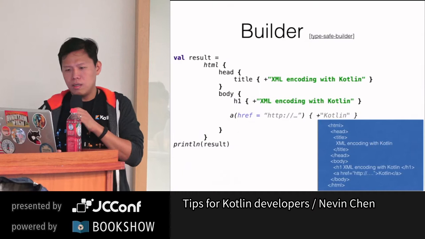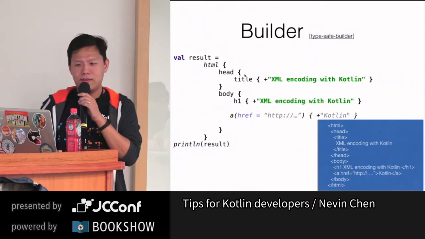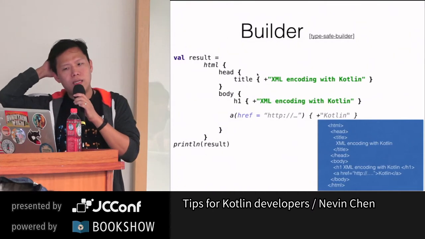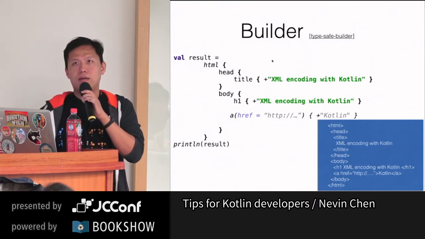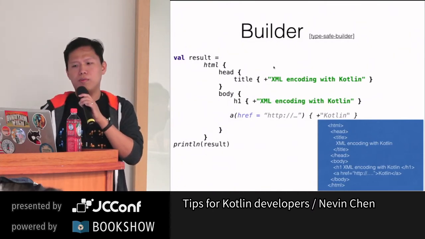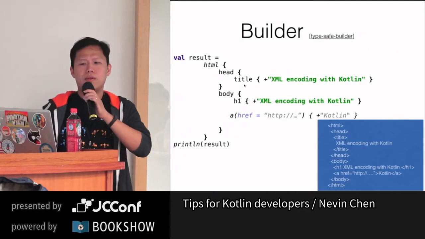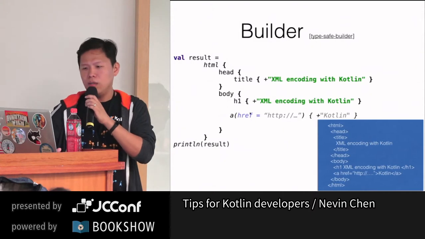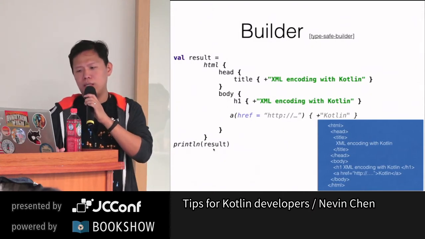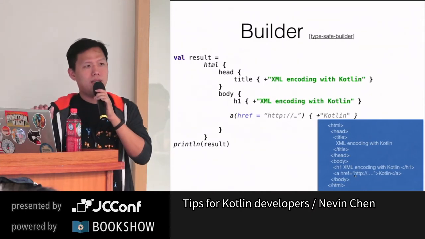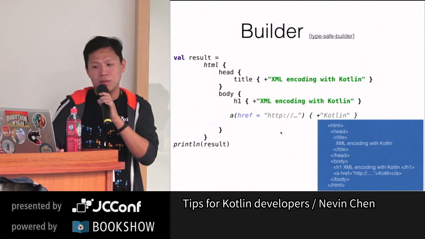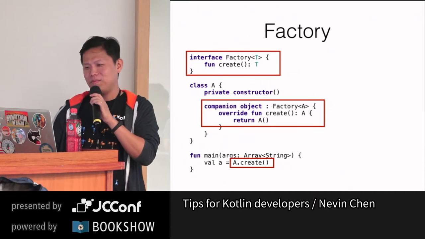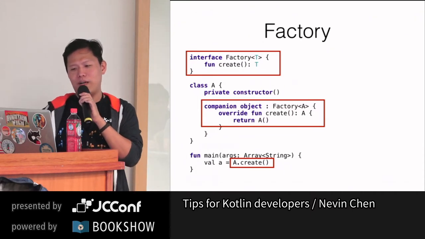And builder, you can have things like type-safe builders. If you want to implement a type-safe builder, you have to understand lambda with receivers and invoke on the object itself. Sometimes you need to understand infix from the last presentation. Like this block of code, after it's run, you actually print the XML. But this HTML is going to be type-safe, so it will check at compile time for you. This is another way to do factory methods.